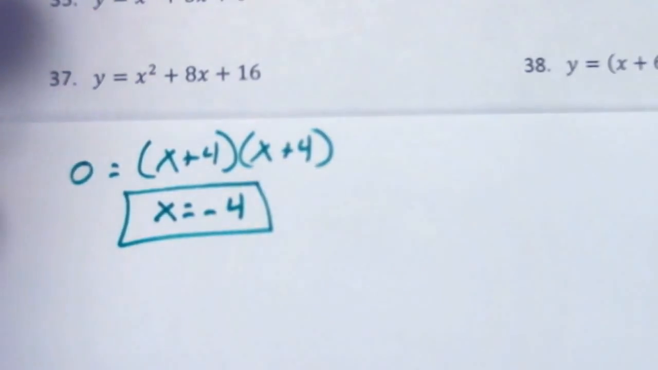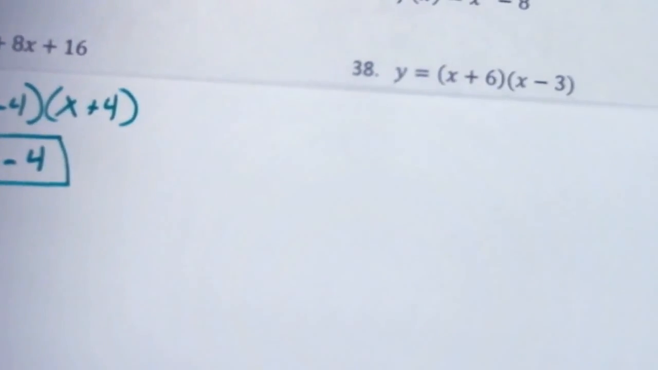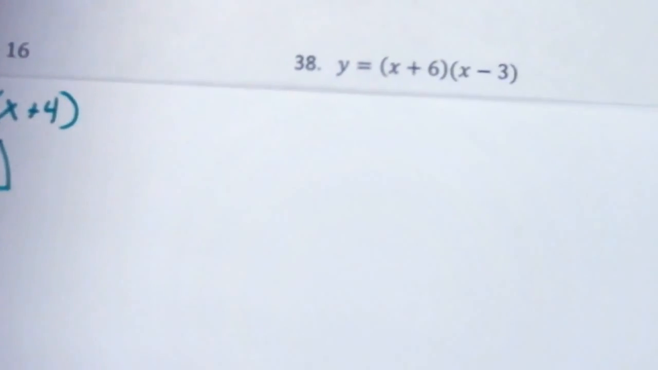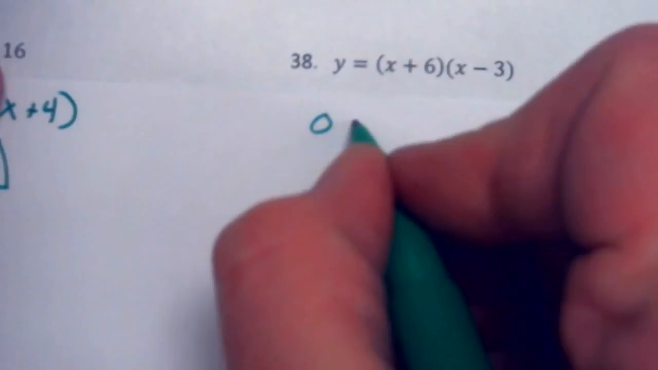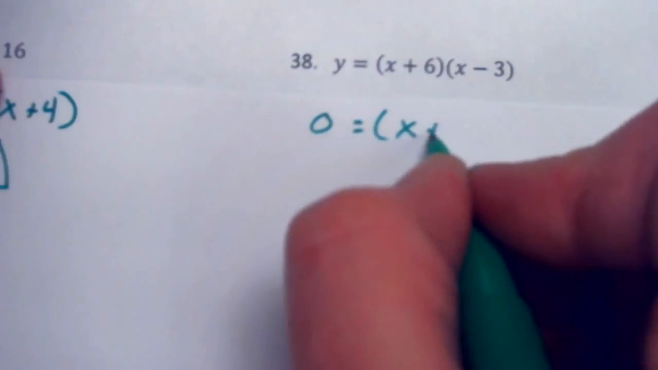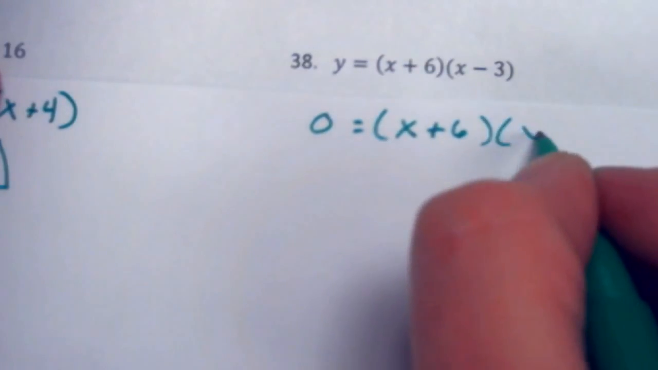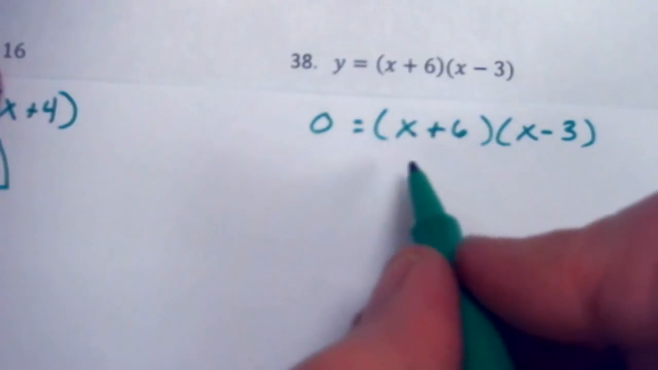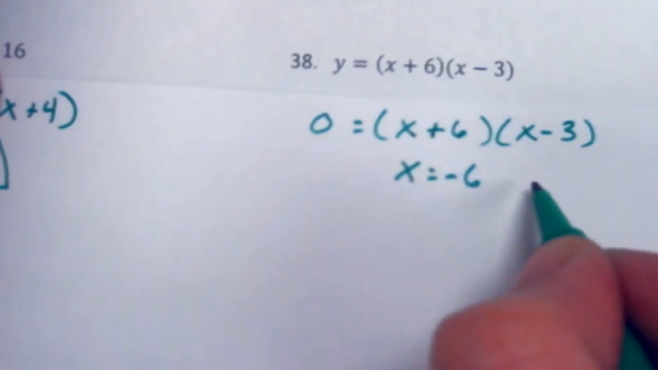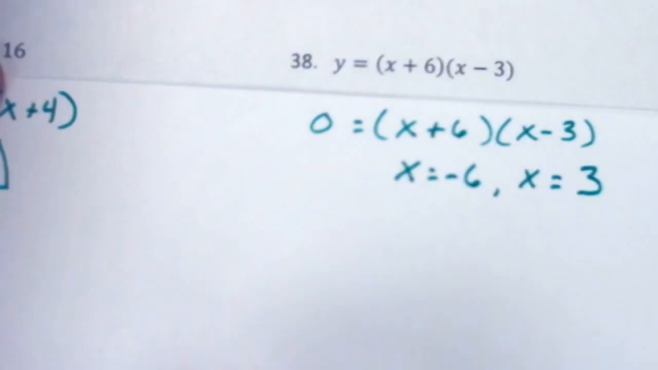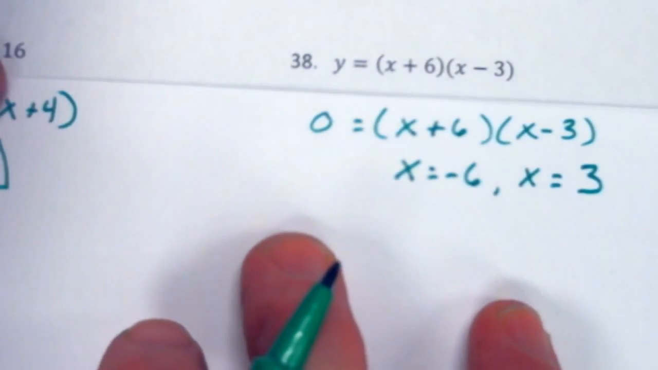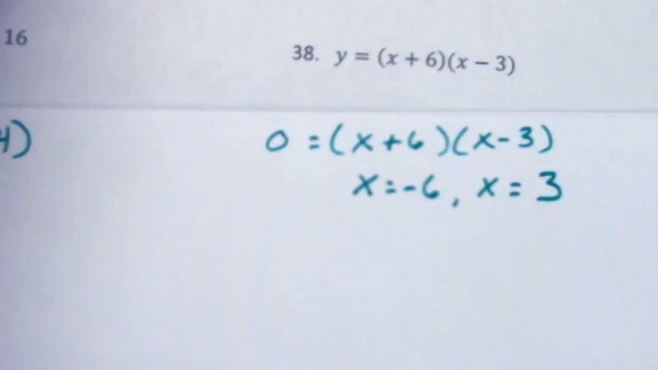All right, and the last one, number 38. To find the zeros of that, it's already factored. You better know how to do this. So set equal to 0, x plus 6 times x minus 3, the zeros of each of these. x equals negative 6, and x equals 3. Okay. All right. That's the last of the factoring and solving.